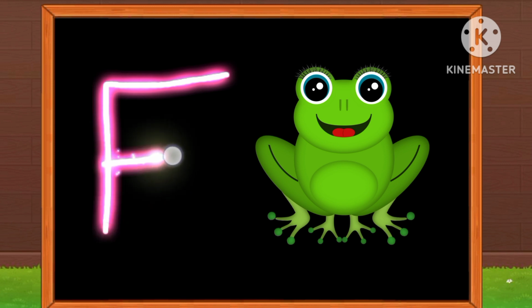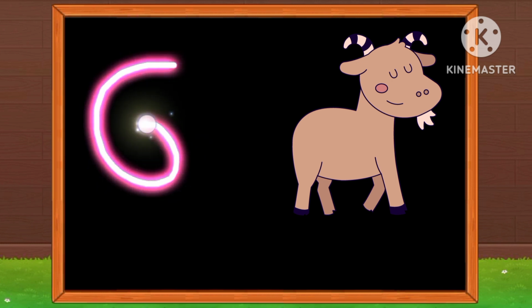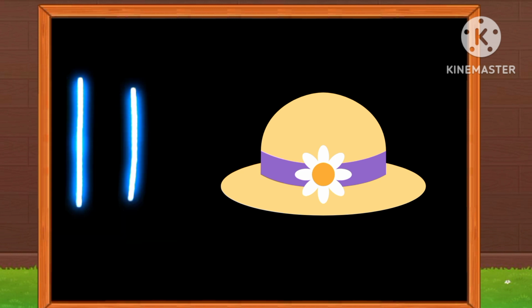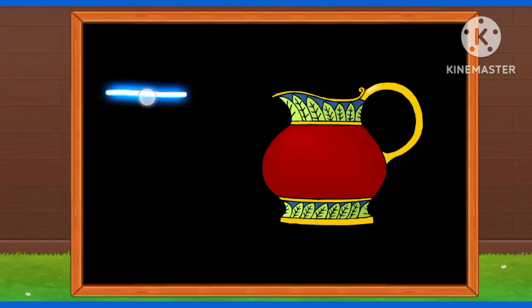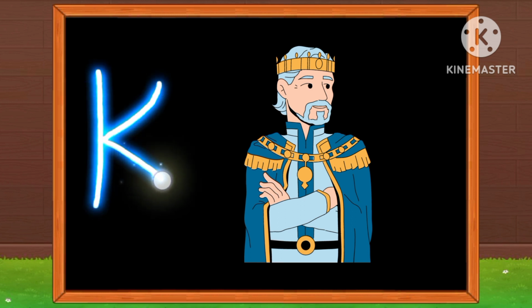F. F for frog. G. G for goat. H. H for hat. I. I for ice cream. J. J for jack. K. K for king.